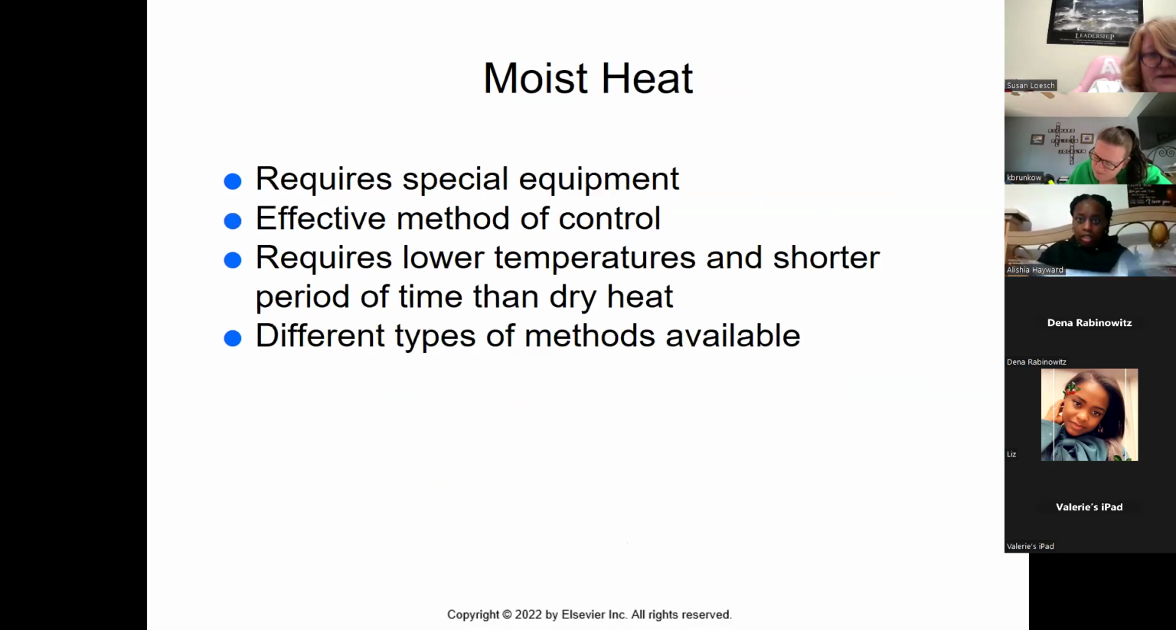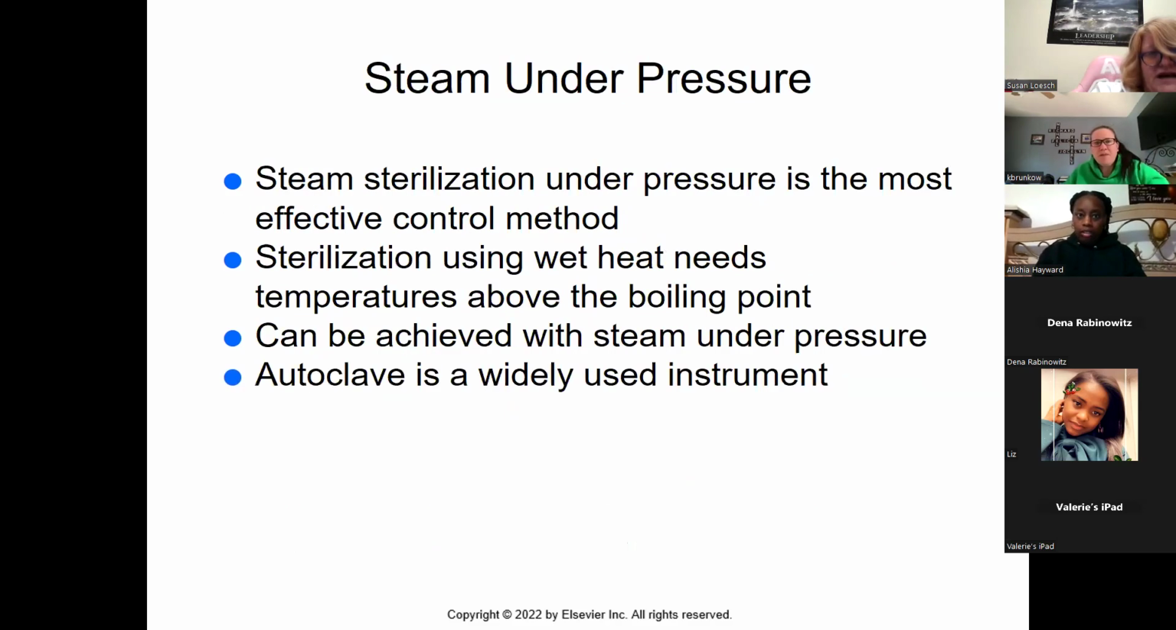Sorry, I'm just skipping ahead here. I've been talking and I'm not flipping the slides. So now I'm flipping them, if anybody needs me to go back or stay on a slide for a minute. But you guys should have access to these. These are the ones that are in your Canvas.